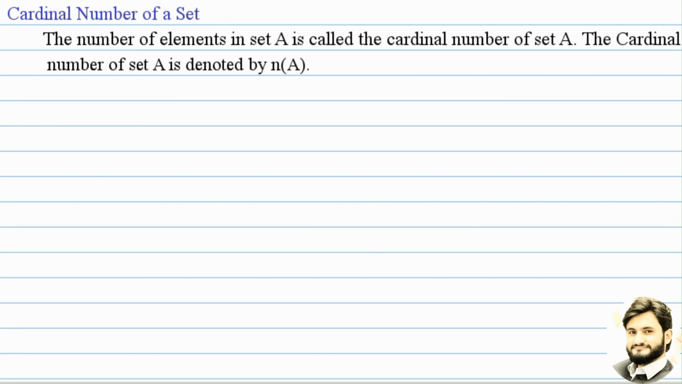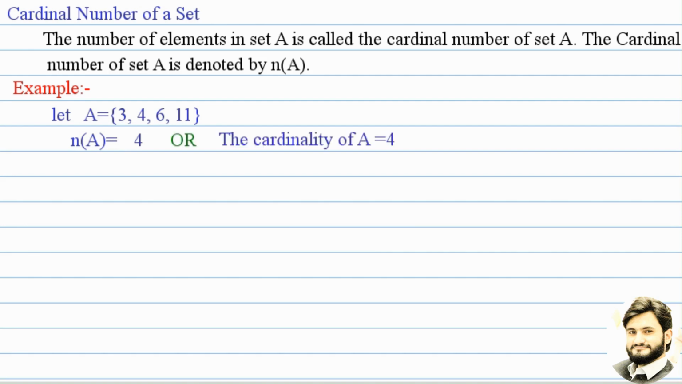For example, let A equal to 3, 4, 6, 11 and we are to find the cardinality of set A, means the number of elements in set A. So the number of elements in set A is 4, or the cardinal number of set A is 4, or the cardinality of set A equal to 4.